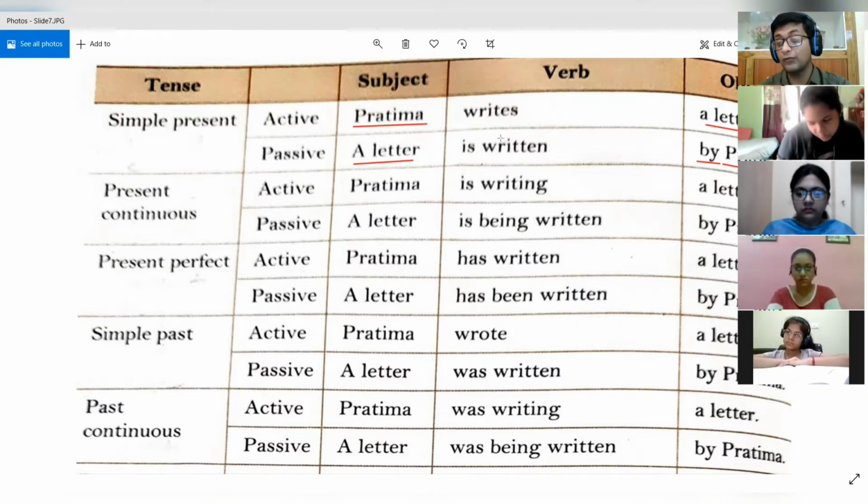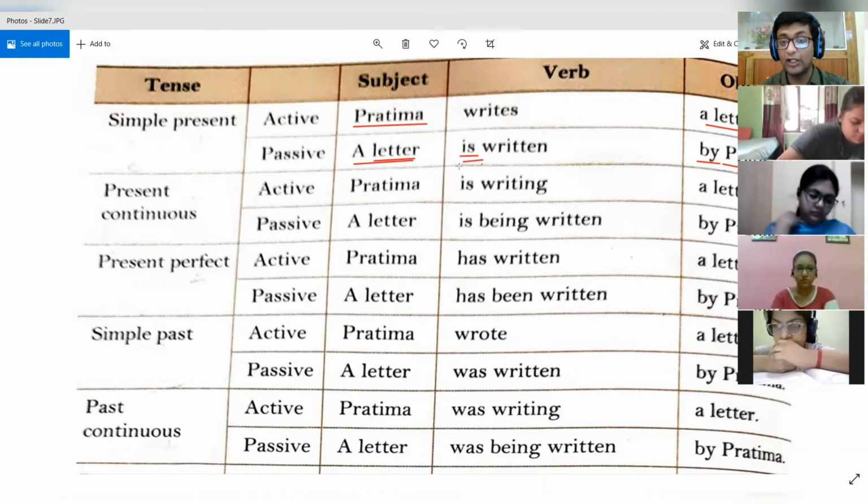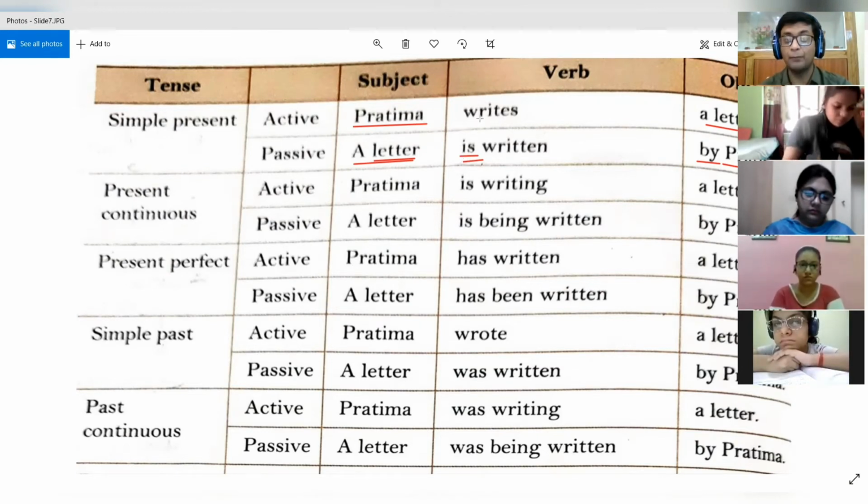What is the second change? It was the be form, the auxiliary verb, that was being added. So here you can see is has been added. Why has is been used? Because letter is a singular thing, right? So we are using is. If it was letters, we would have used are, right? And since it is a case of simple present, that is why we are using is and are. If it was in the past tense, like Pratima wrote, then we would have used was written, right? And if it was plural, then we would have written were written.